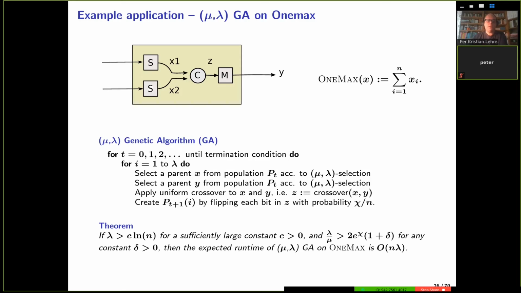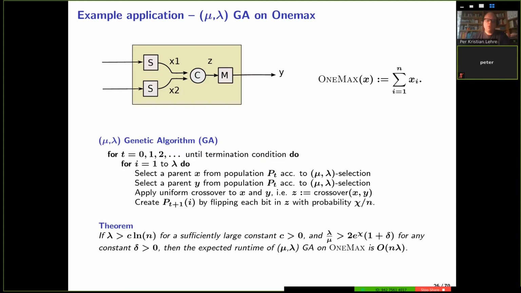As I explained earlier, we produce an offspring Z, where the offspring has a 50% chance of inheriting the bit from either of the parents. After that, we apply mutation, bitwise mutation with probability chi over n, and then we get some offspring Y. This is how the algorithm works. To produce each offspring Y, we do these steps: selection, crossover, and mutation. And then we do this lambda times to get the next generation.